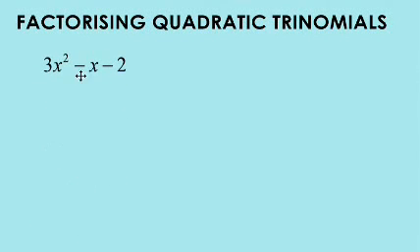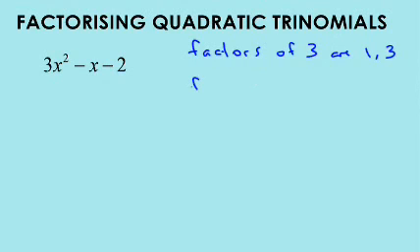Right, now we'll factorise some more complicated quadratics. Here we don't have a 1 on the x squared. So we look at the factors of the leading coefficient. That'll be the 3. The factors of 3, no choice here, we've got 1 times by 3.